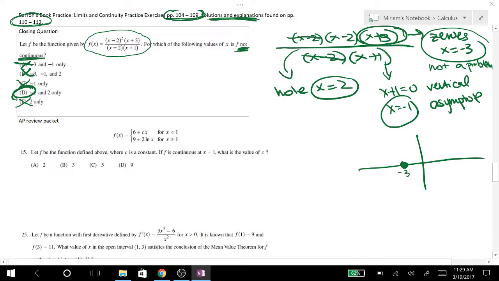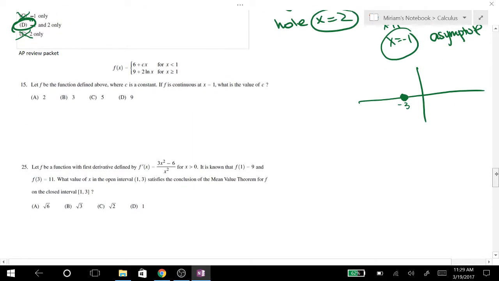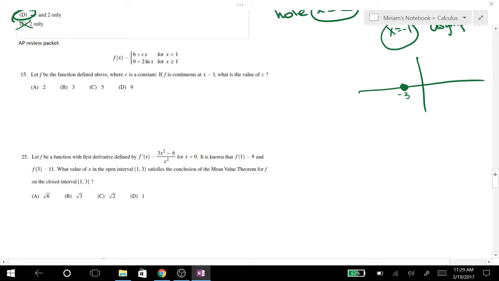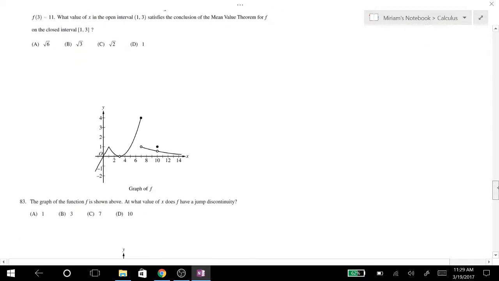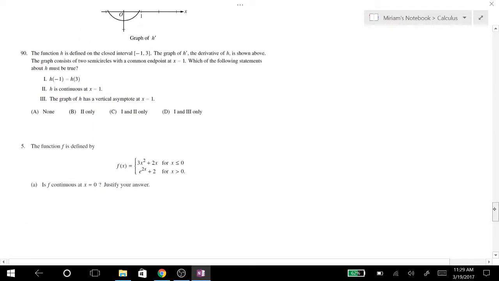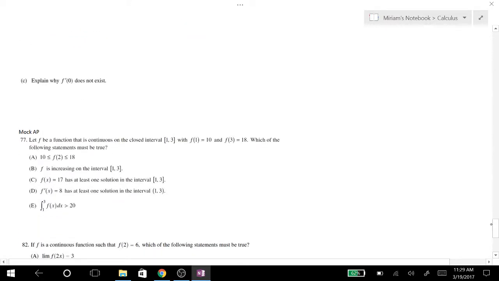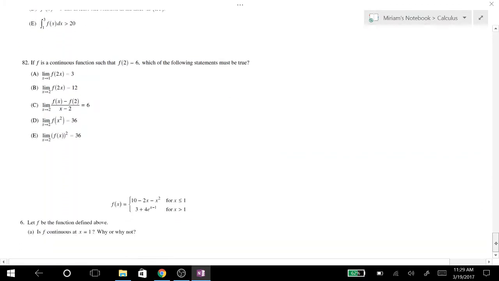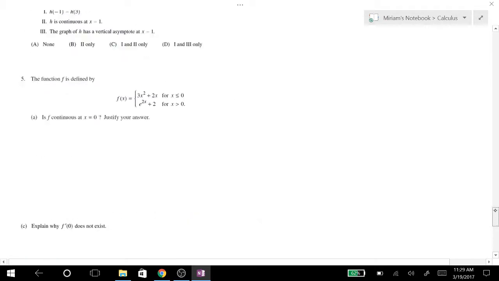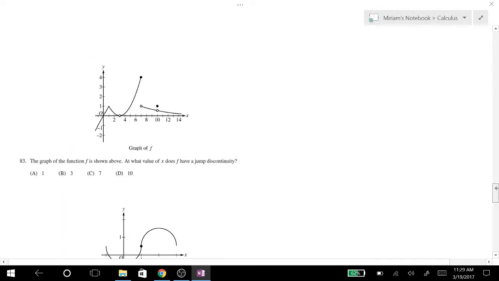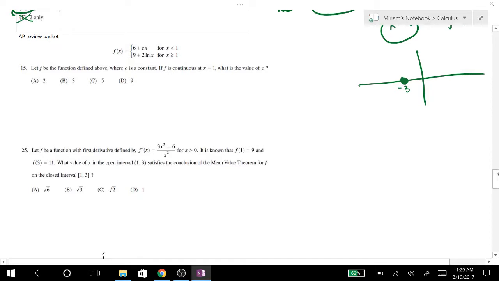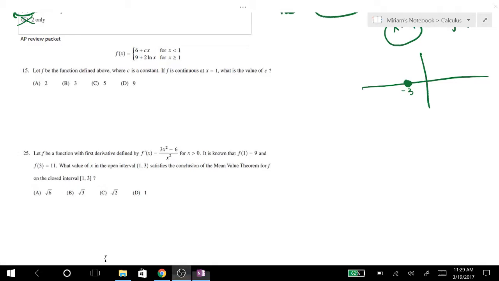I'm going to pause here because I copy-pasted the AP review packet problems that relate to continuity. Meaning you can do these problems. 15, 25, 83, 90, 5. Okay? And then on the mock AP exam, I also copy-pasted the problems. Number 77, 82, and number 6. You can do these problems now. All right? So I need you to go ahead and retry them. I'm going to make the next video to answer these problems. All right, scholars, good work.